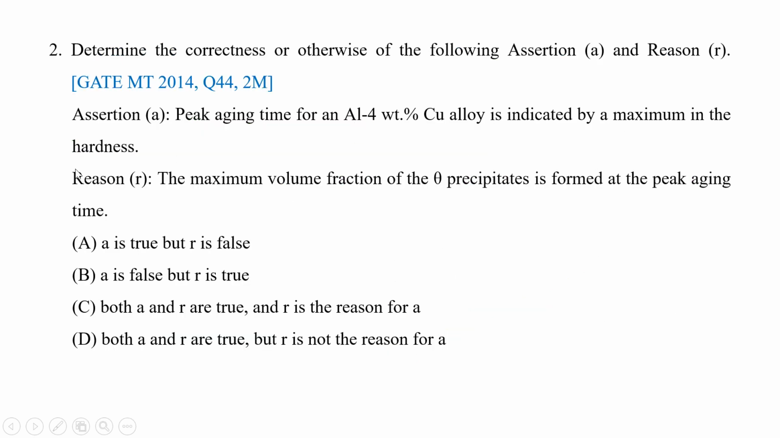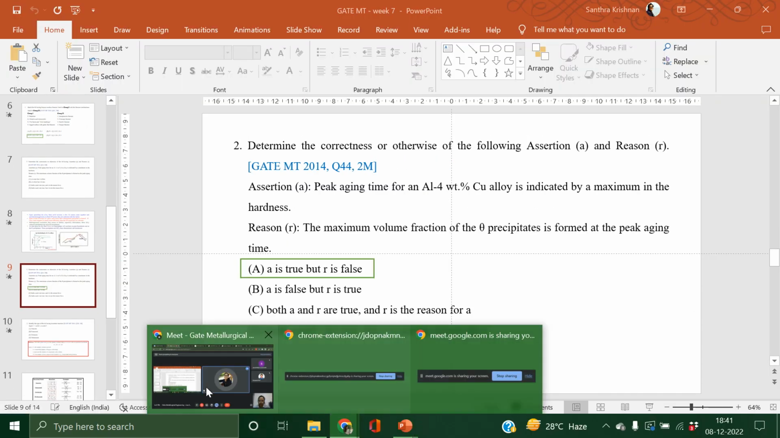So in this particular case, the assertion is true. The material aging being indicated by hardness or yield strength is true. But the reason, that the maximum volume fraction of theta precipitates is formed at peak aging, is false. If this theta was given as theta single prime, we can say that both A and R are true. But in our question, this is true and this is false. So is this clear?